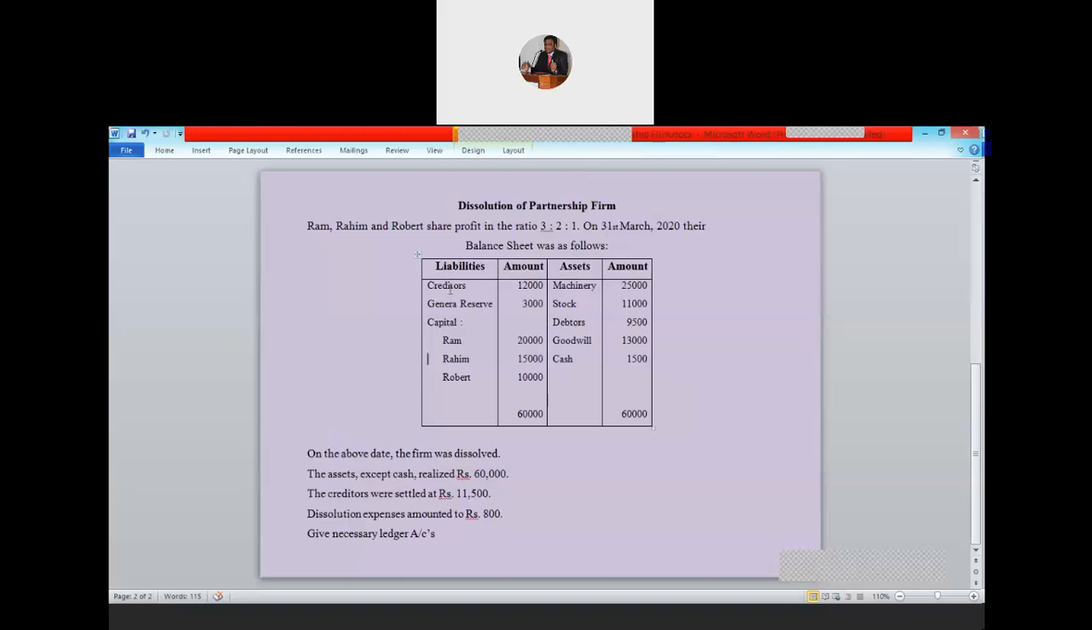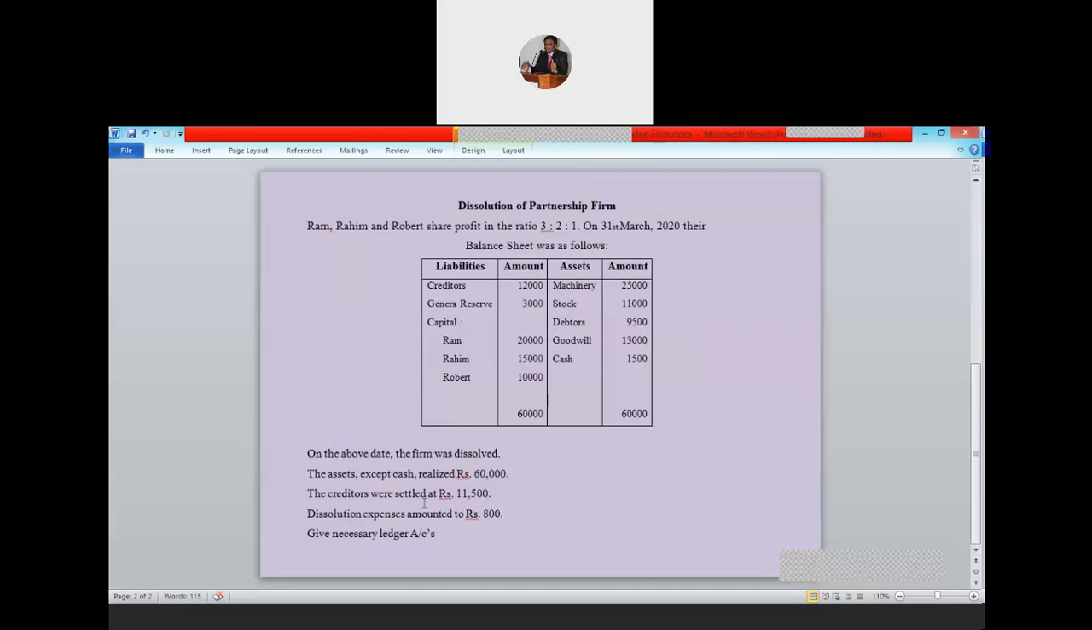The liabilities are creditors 1000, general reserve 3000, capitals of Ram, Rahim and Robert are 20,000, 15,000, 10,000 respectively. And the asset balances: machinery 25,000, stock 11,000, debtors 9,500, goodwill 13,000, cash 15,000. On the above date, the firm was dissolved. The assets except cash realized 60,000.